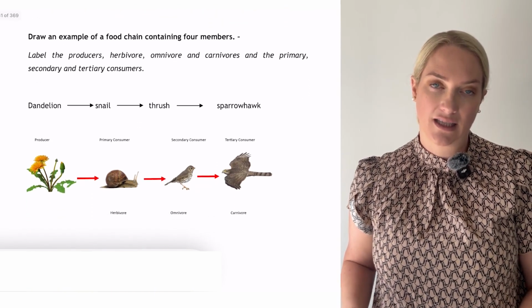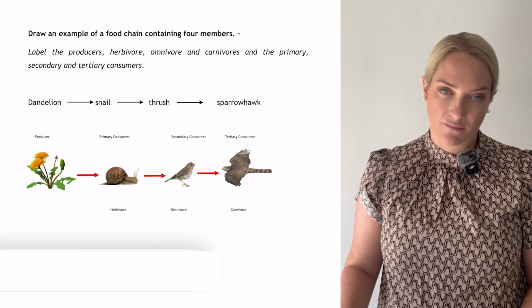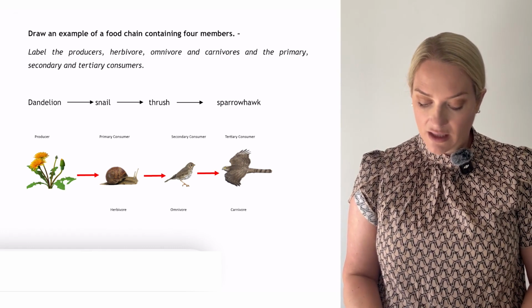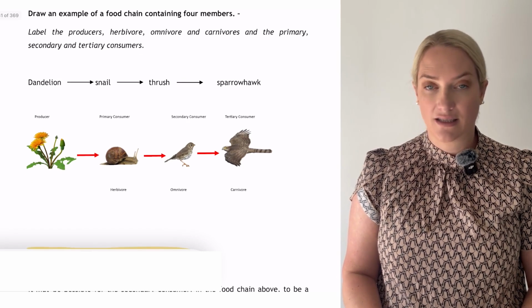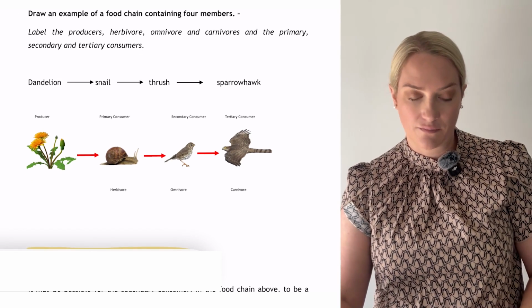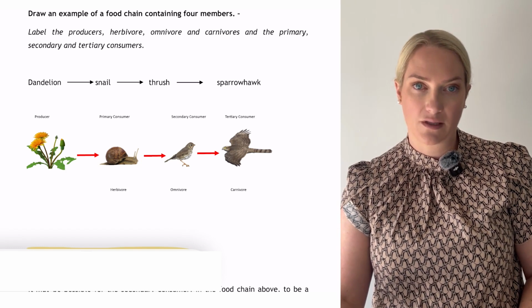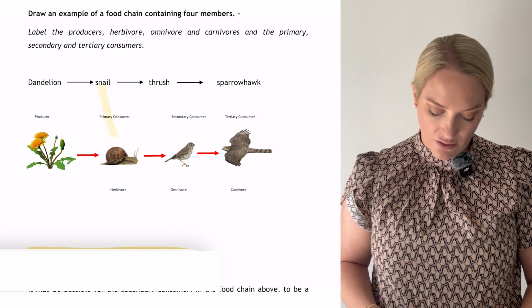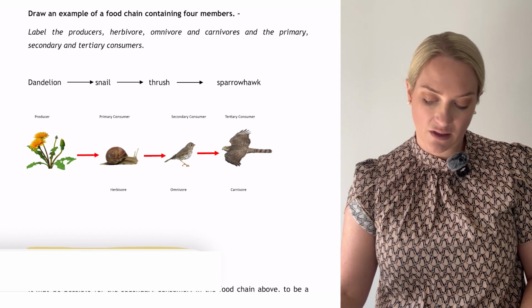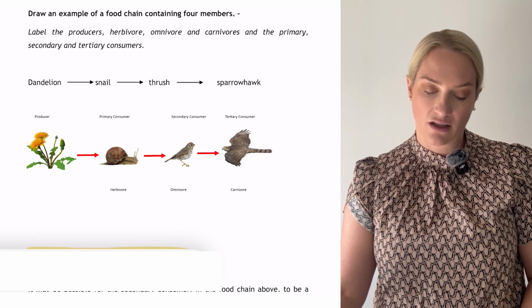You could be asked then to draw a food chain and keep it really, really simple. So with drawing a food chain, I've got one example here. We have dandelion, snail, thrush and sparrowhawk. So my dandelion is my producer, your snail is your primary consumer, which is your herbivore, your thrush is your secondary consumer, your omnivore, and then your sparrowhawk is your carnivore.